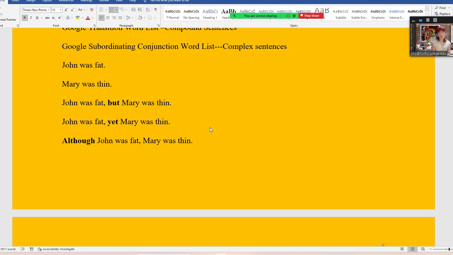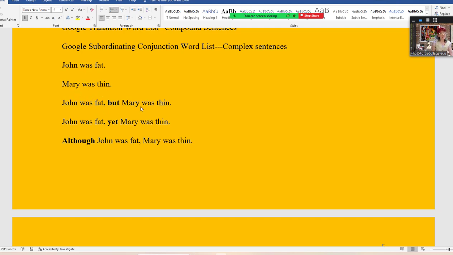So let's try number 1. John was fat. Is that a simple sentence, a compound sentence, or a complex sentence? Is it simple? Simple sentence, yes. A simple sentence simply has a subject, verb, object, or subject, verb, adjective. So in this case, you have subject, verb, adjective. Mary was thin, also a simple sentence.